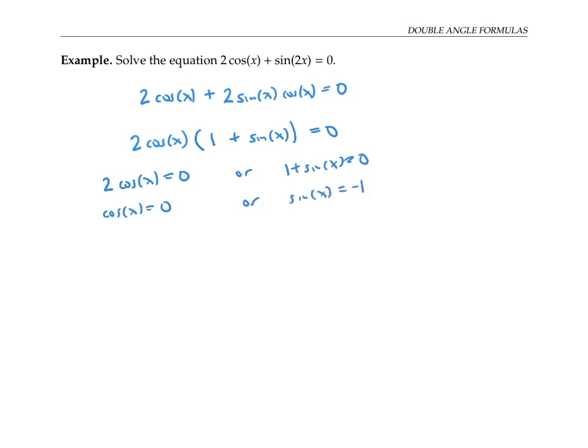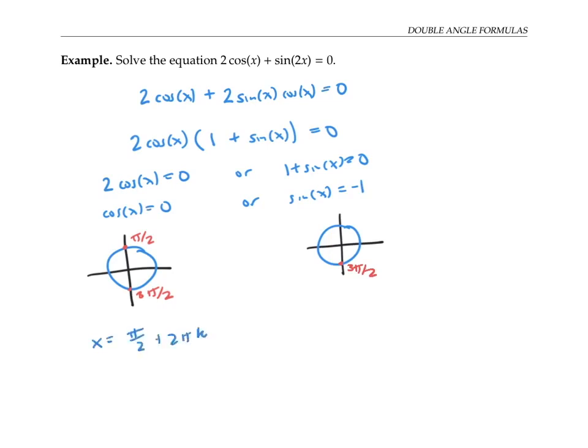Using my unit circle, I see that cosine of x is 0 at pi over 2 and 3 pi over 2, while sine of x is negative 1 at 3 pi over 2. There's some redundancy here, but my solution set is going to be pi over 2 plus multiples of 2 pi, and 3 pi over 2 plus multiples of 2 pi.